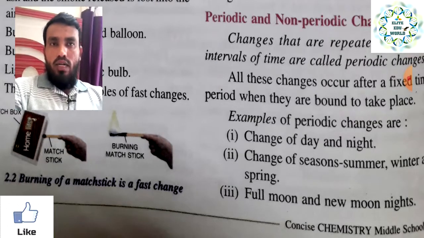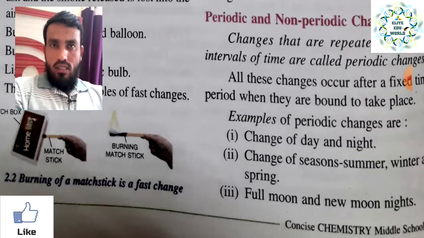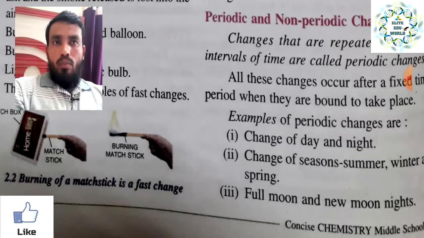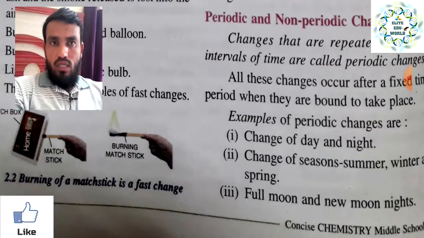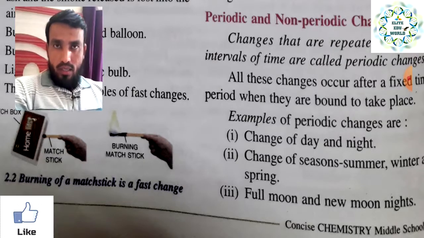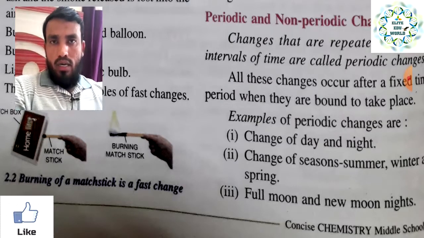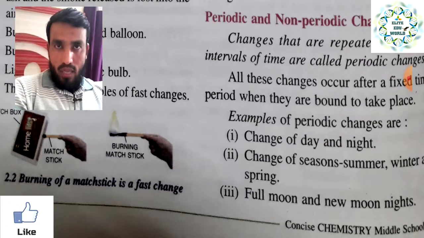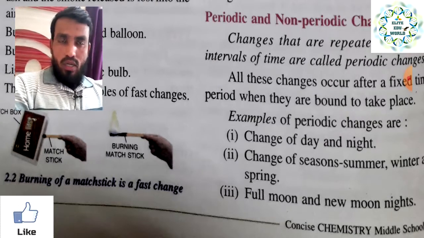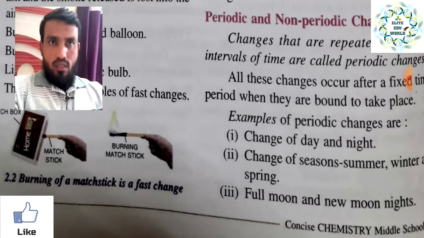Then we divided on the basis of natural or man-made: what the natural changes are and what the man-made changes are. Then we will start with periodic and non-periodic changes, right? A change that requires a particular time to repeat is called a periodic change. A change that does not repeat in a particular time is called a non-periodic change. So on the basis of time, we can divide changes into these categories.